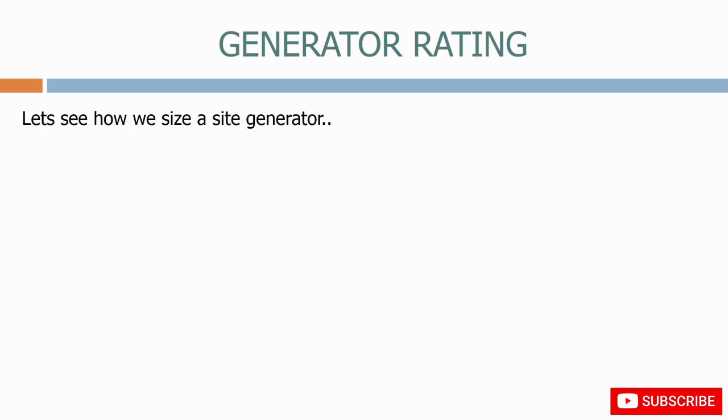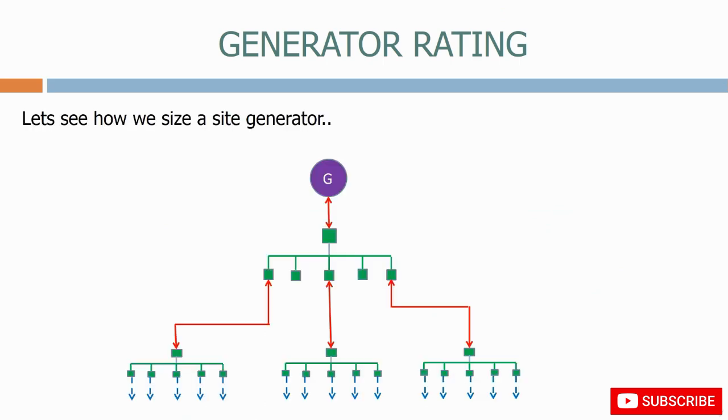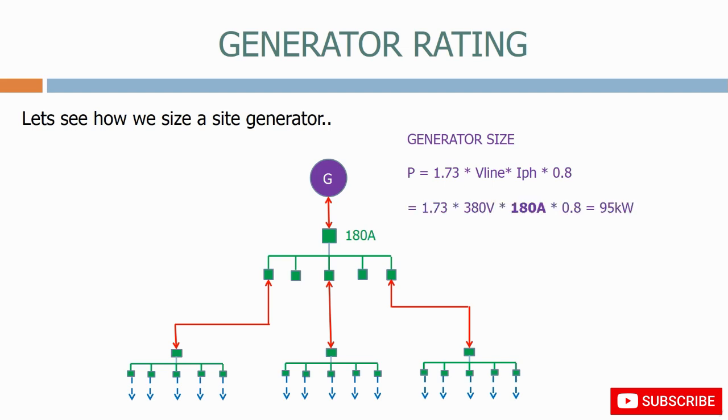Let's see how we size a generator. The best way to do this is size it based on the incomer circuit breaker rating, as this has already been sized for the full loads on site. Therefore, using our standard power equation, the power equals 1.73 times the line voltage, multiplied by the phase current, multiplied by the power factor, which we'll assume as 0.8, equals 1.73 times 380 volts, times 180 amps, which is the incomer circuit breaker rating, multiplied by 0.8, equals 95 kilowatts.